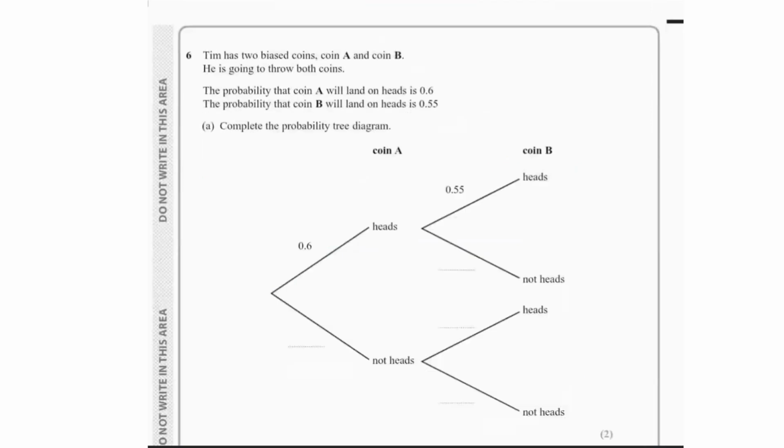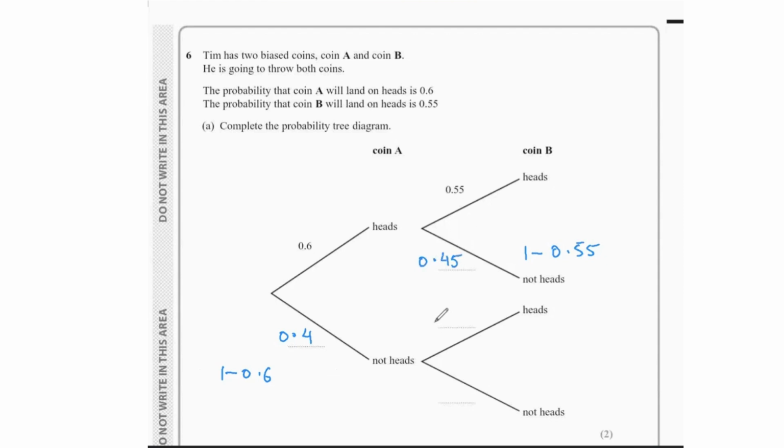He is going to throw both coins. The probability that the coin A will land on heads is 0.6, and the probability that coin B will land on heads is 0.55. Complete the probability tree diagram. So if the probability of landing on heads is 0.6, probability of not heads is going to be 1 minus 0.6, which is 0.4. Similarly, for B, if the probability of heads is 0.55, for not heads, it's going to be 1 minus 0.55, which is 0.45.